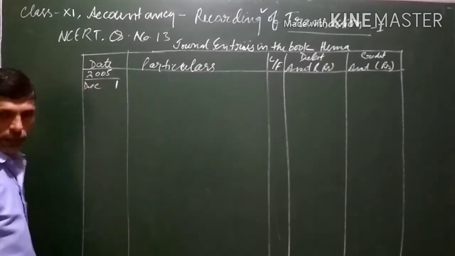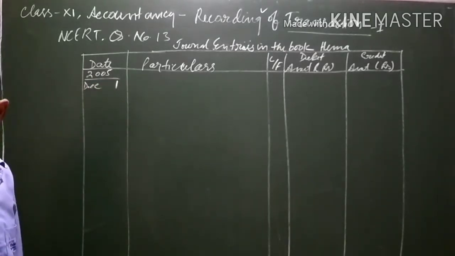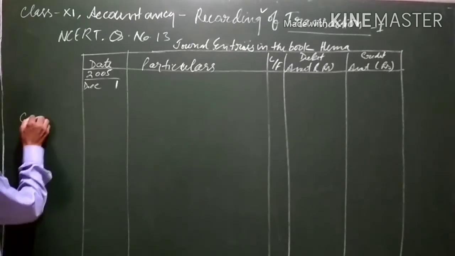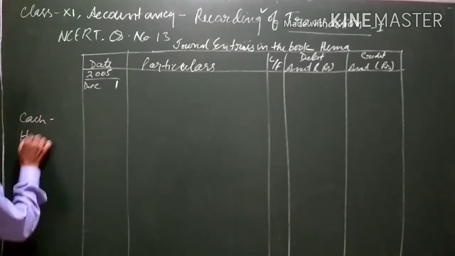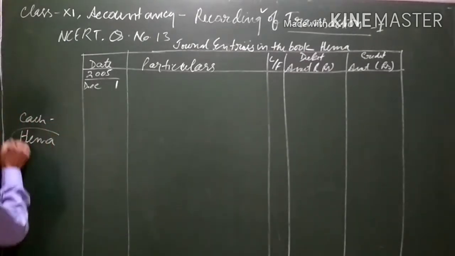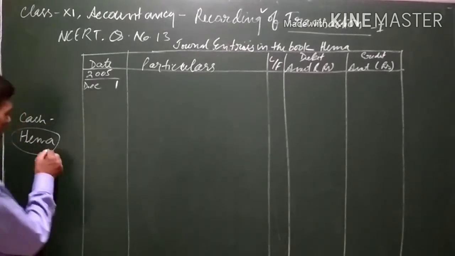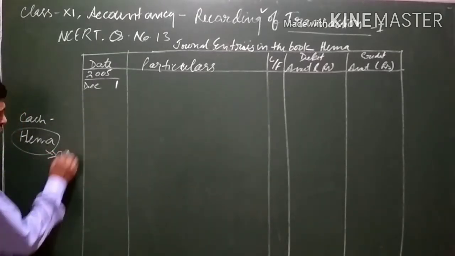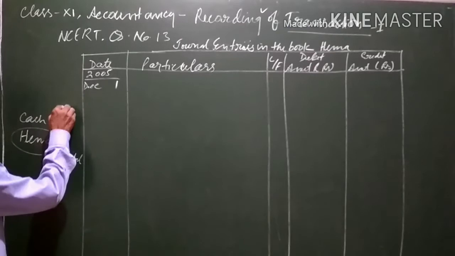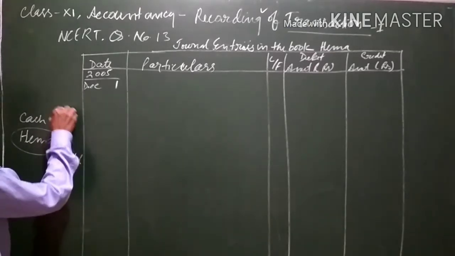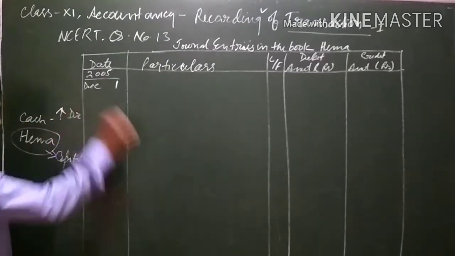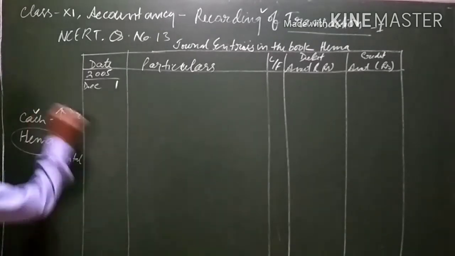First is December 1. Hema has started business with cash 1 lakh. Now the two accounts involved are cash and Hema. Hema is the person who is starting the business, and the amount of the person who starts the business is represented by capital. When business is started, cash comes into the business, so there is an increase in cash. Cash is an asset for us, and for increase in asset, the account is debited. So cash account will be debited.